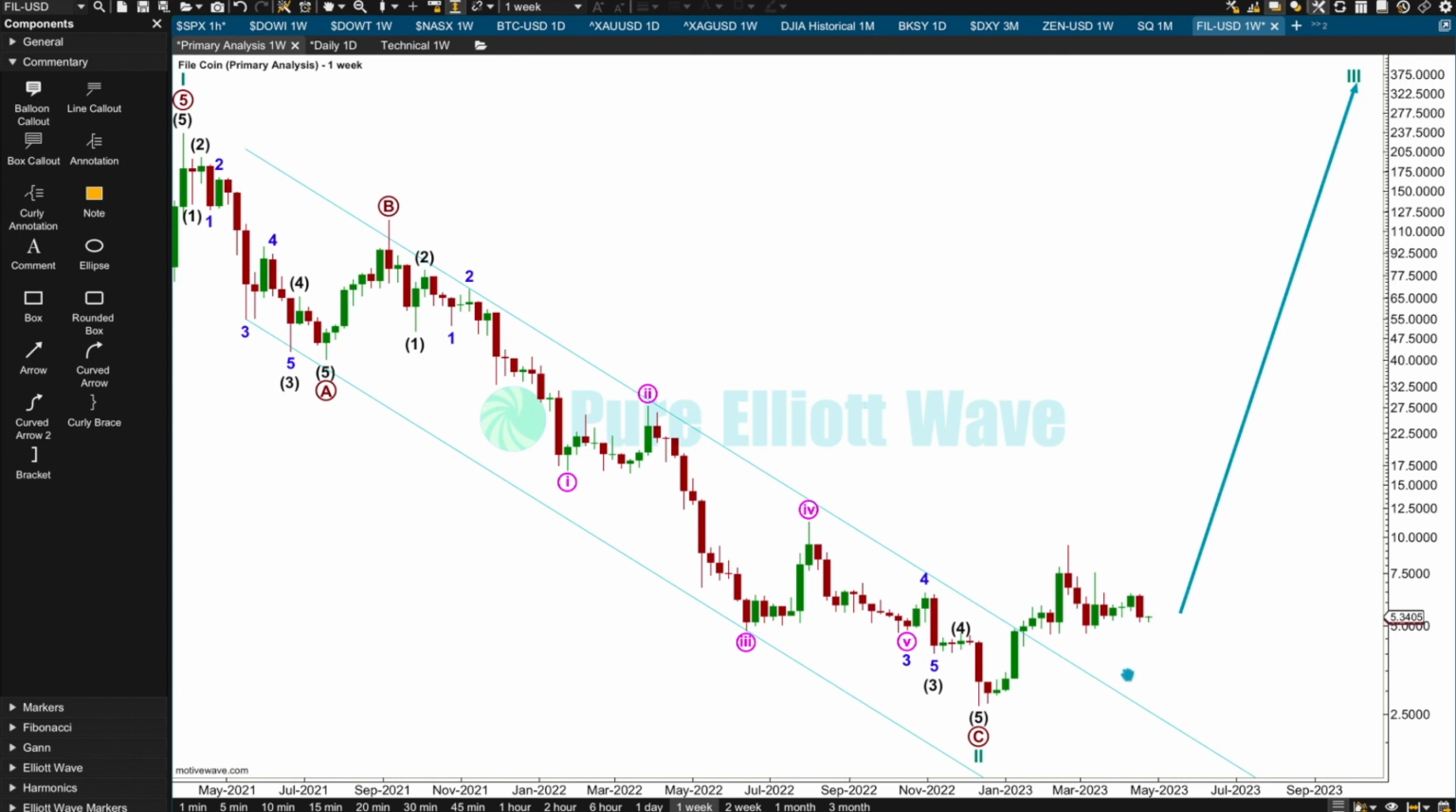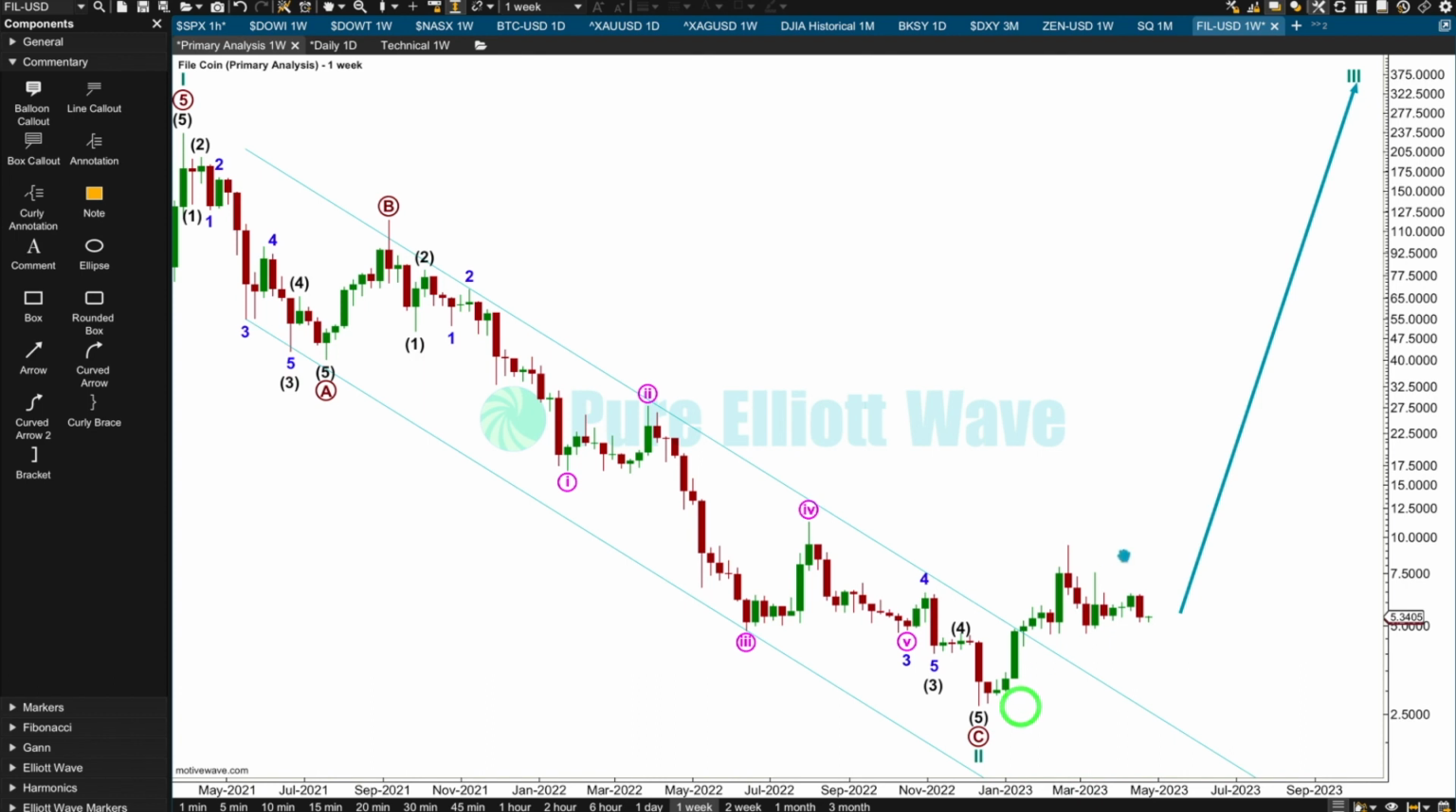So this is my wave count for Filecoin at the weekly chart level. I expect a third wave up at cycle degree, as in its very early stages. Cycle 3 must move beyond the end of cycle 1, and it has to move far enough above the end of cycle 1 to then allow cycle 4 to unfold and remain above wave 1 price territory. So it has to move a long way above that.